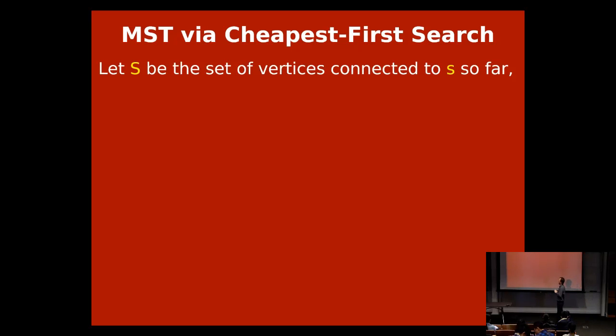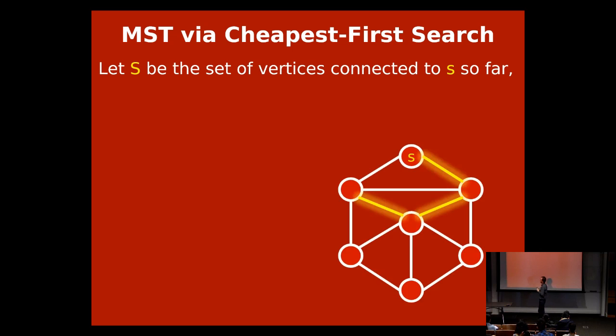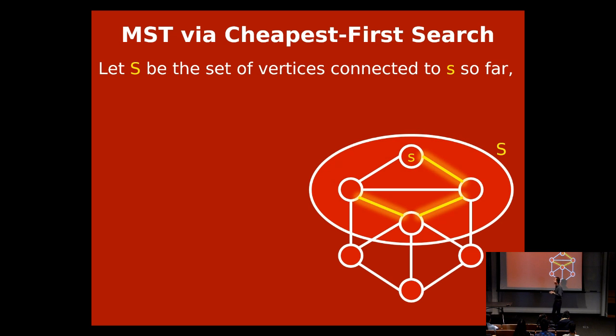Okay, so let big S be the set of vertices connected to little s so far. Maybe this is the picture. We started at s, we added like 3 edges, and capital S is this set of 4 vertices. We're assuming by induction they're all in the minimum spanning tree, and we want to say whatever edge is added next must also be in the minimum spanning tree.